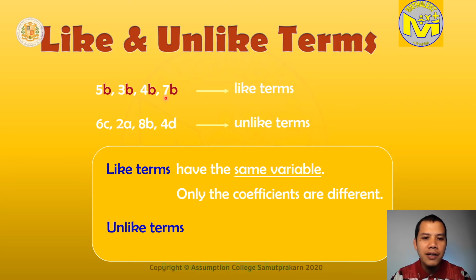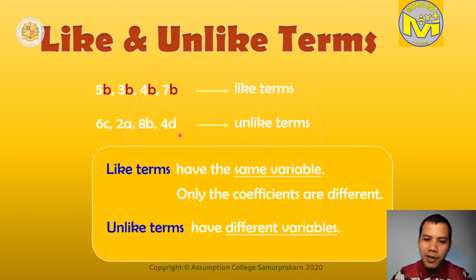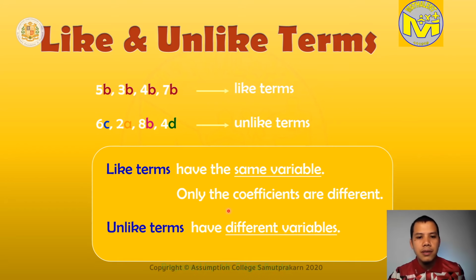Next, unlike terms. Unlike terms are, obviously, as you can see, what do you think? Good job. Yes, they have different variables. The variables are not the same. That's why we call them unlike terms. Because we have C here, we have A, we have B, we have D, not a single pair of the same variable. So they are called unlike terms. You understand?